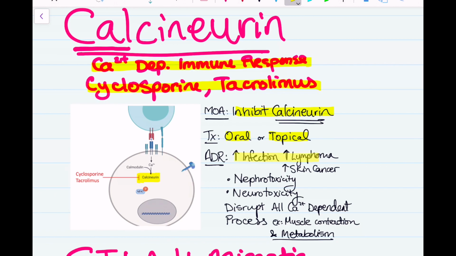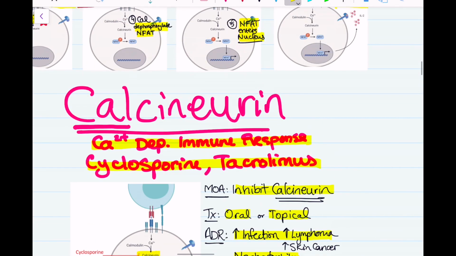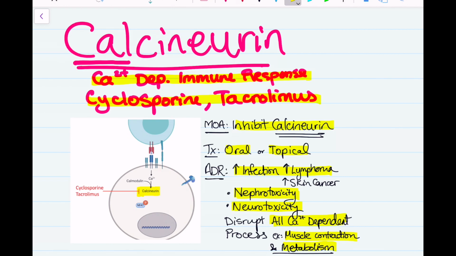Once again, like every immunosuppressive drug, we get that. But the more important, we have nephrotoxicity here, and we have some neurotoxicity here. Because this mechanism will disrupt all of the calcium-dependent pathways, and we have a lot in our normal homeostasis, such as muscle contraction or metabolism and such, that are calcium-dependent. So this is easy to remember: calcineurin, calcium.